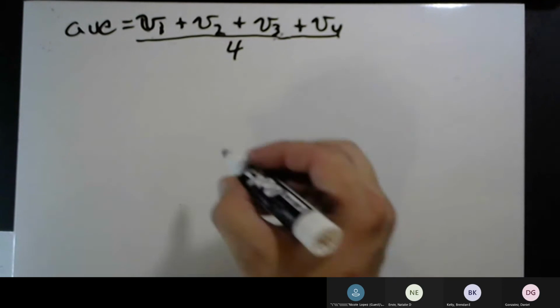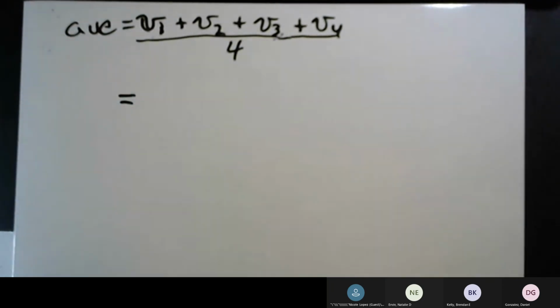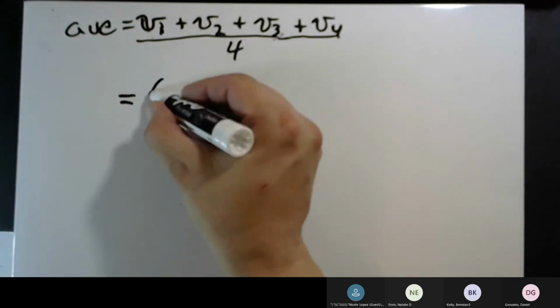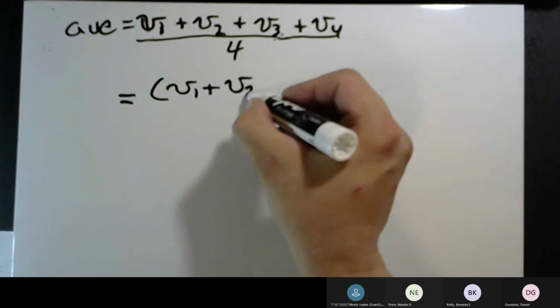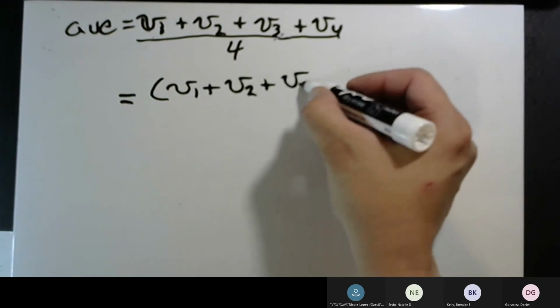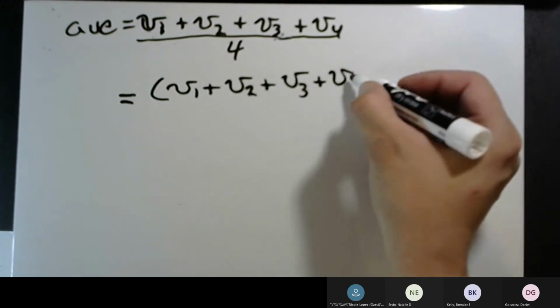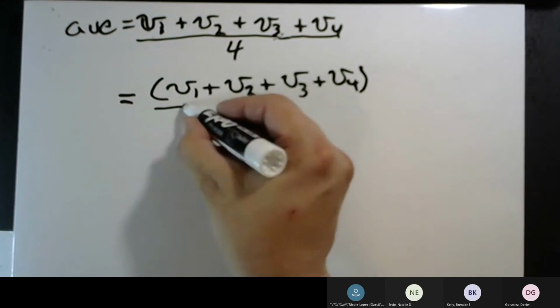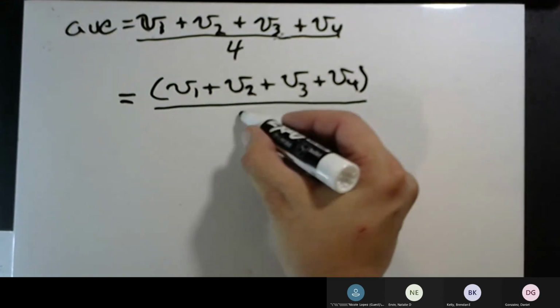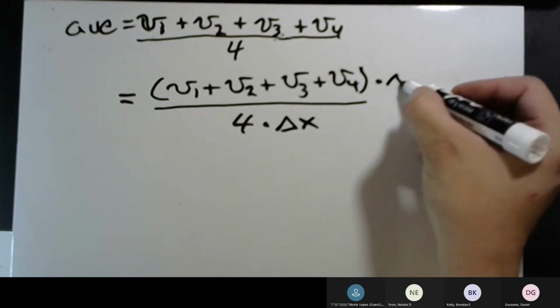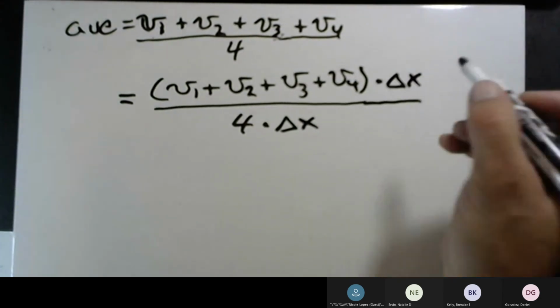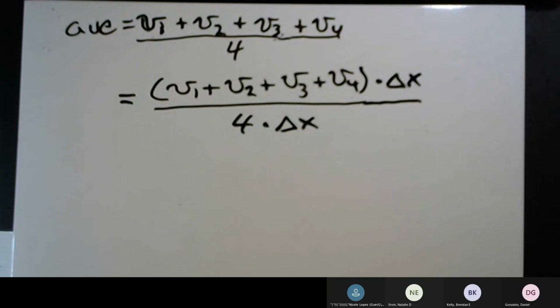So what we can do, we can multiply top and bottom by delta x. Just an algebra trick. We can do this. Why not? Multiply top and bottom by the same thing.